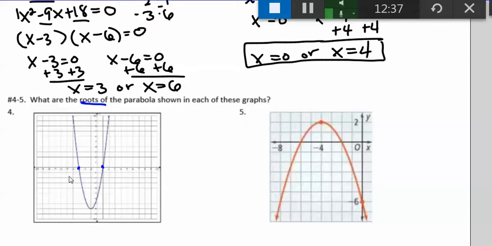So in number 4, our roots are at x equals, it looks like, 2 and negative 3. And x equals 1. In problem 5, our roots are here and here. So x equals negative 6, and x equals negative 2. Okay, let's turn the page.